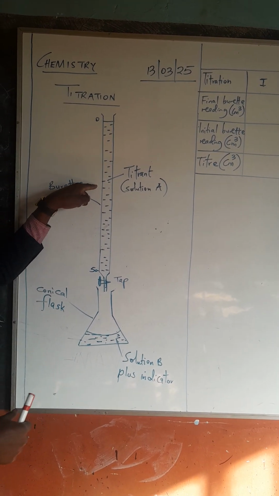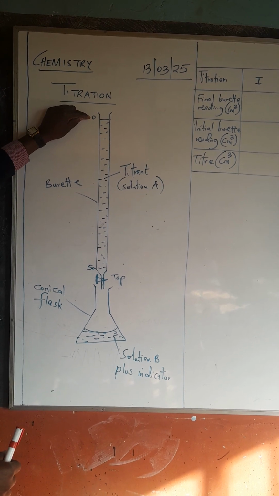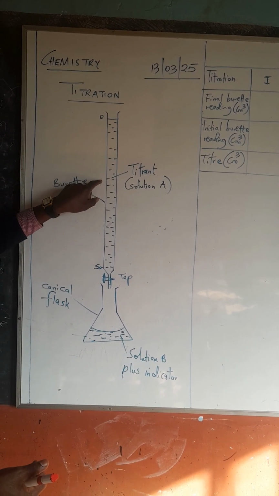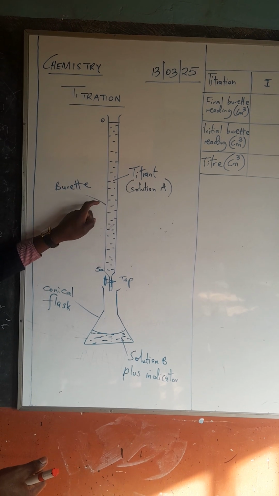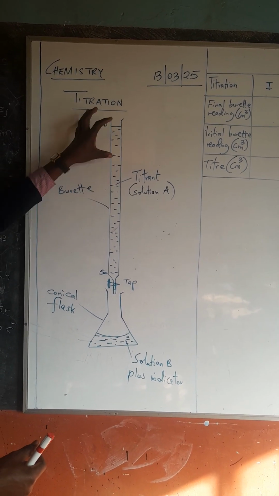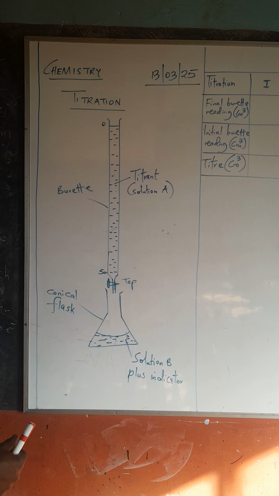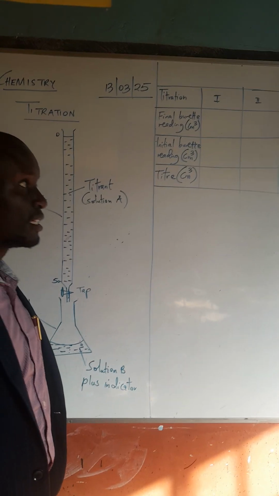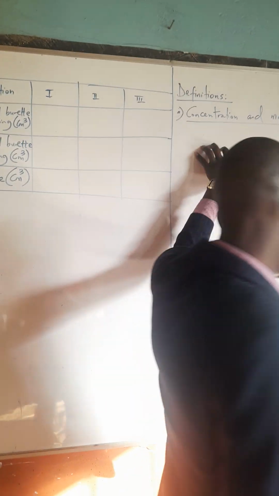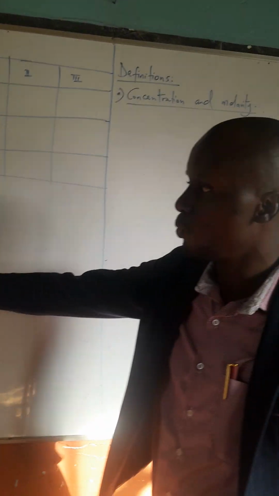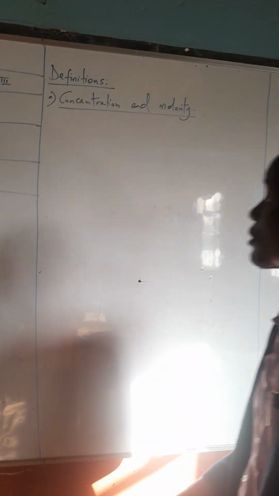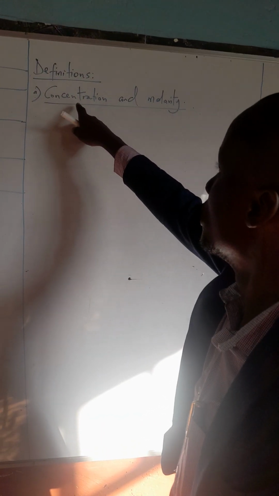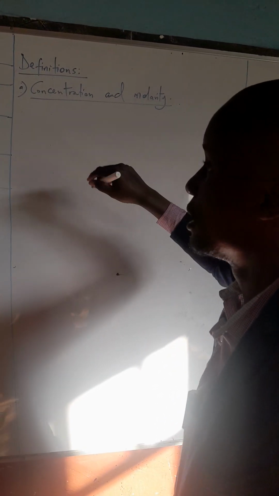has been used. This volume is going to run from 0 downwards, maybe up to 15 cubic centimeters, up to 20 cubic centimeters, 30 cubic centimeters, depending on the concentration of the solution. So let us define some few terminologies here before we get to understand what really happens there. What you need to know under titration is concentration and molarity.